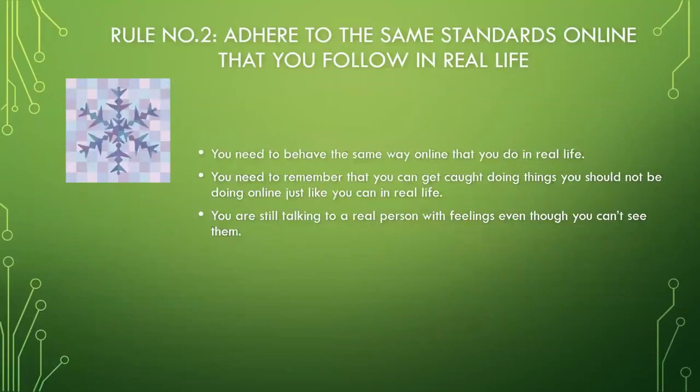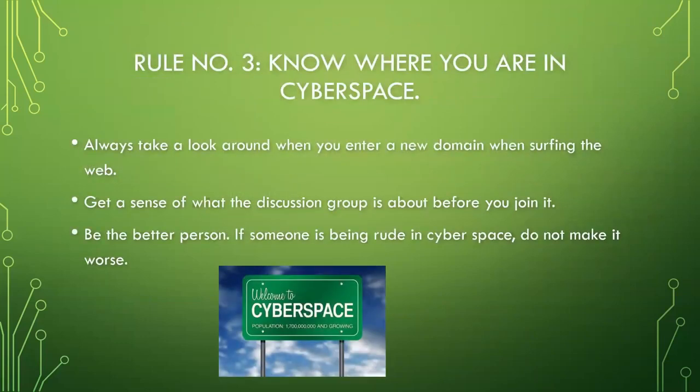Rule number 2, set those standards that you have in real life and carry that over to your online life, okay? You shouldn't have 2 different sets of standards and 2 different sets of rules, okay? You need to behave the same way you do in real life online, okay? Remember, you can get caught doing things online that you shouldn't be doing just as you can in person. And again, you're still talking to a real person with real feelings on the other end, even though you can't actually see them. Okay.